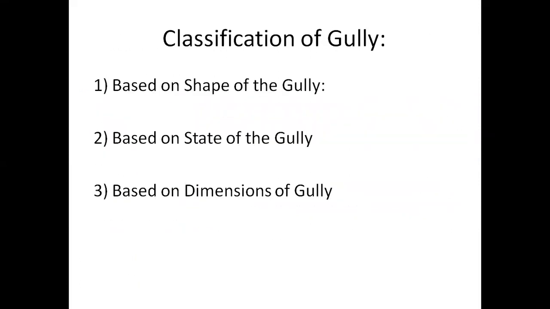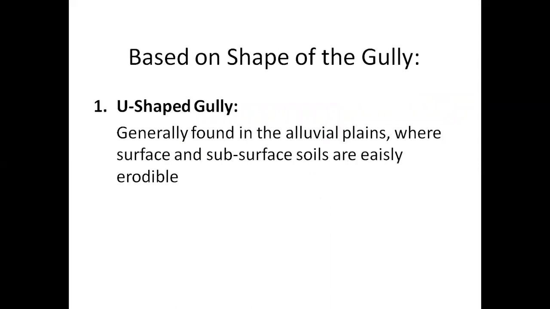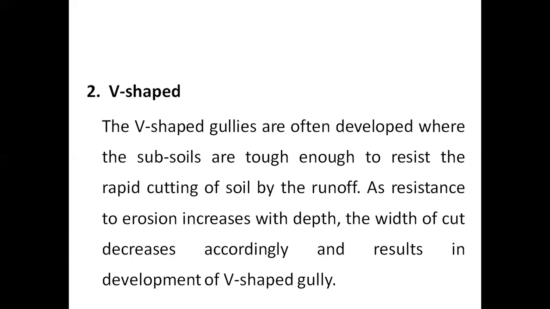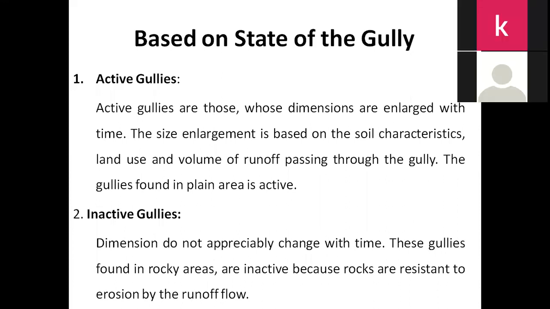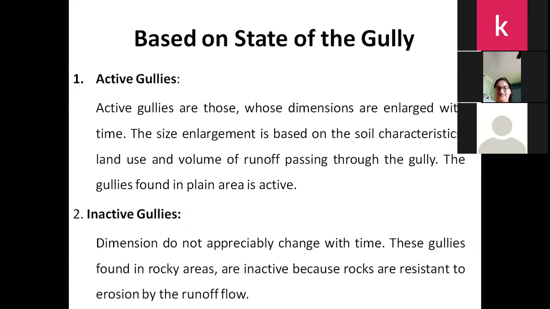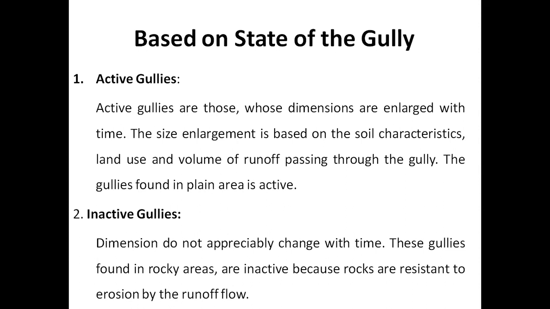First, the gully classification based on the shape of gully: U-shaped gullies and V-shaped gullies. Then the gully classification based on the state of the gully: first is the active gullies, second is the inactive gullies. Active gullies are those gullies whose dimensions enlarge with time. And inactive gullies are the gullies whose dimensions do not enlarge with time. Those gullies are called inactive gullies.